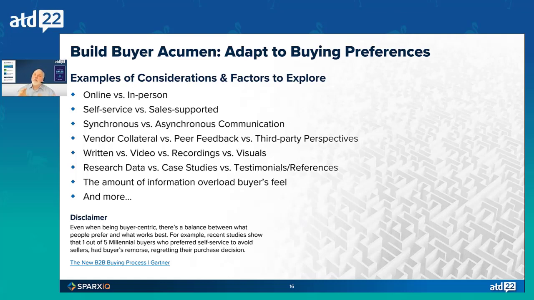Here's an example. There are some recent studies that show that 1 in 5, 20%, of millennial buyers preferred self-service when they were buying. I'm sorry, I think it was 40% who preferred it, but a full 20%, 1 in 5, had buyer's remorse at the end because they didn't engage with a sales rep who would have answered questions or offered some advice. So sometimes what people want to do may not always be in their own best interest.